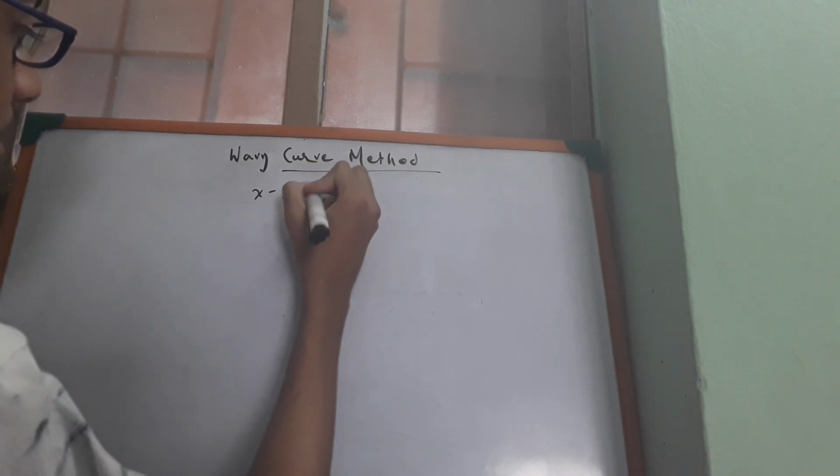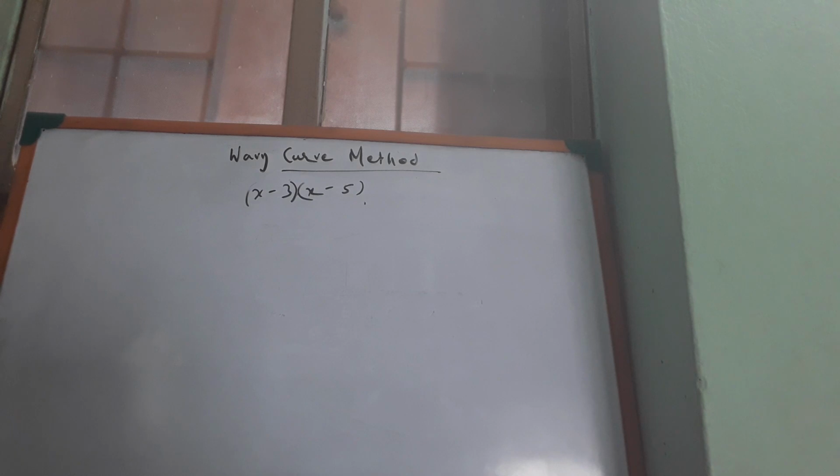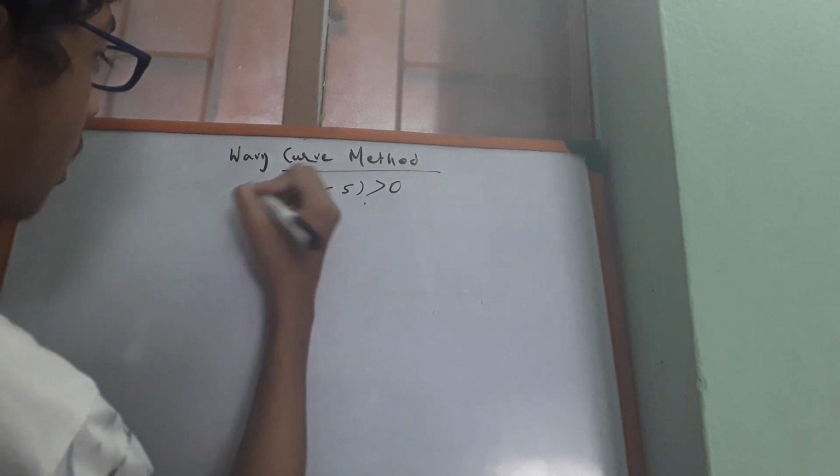Wavy curve method. Okay, now let's consider an example: (x minus 3)(x minus 5). Basically, it's a polynomial expression. If you distribute it, you'll get a quadratic polynomial. Let's say this is greater than 0. Let's keep things simple for now.